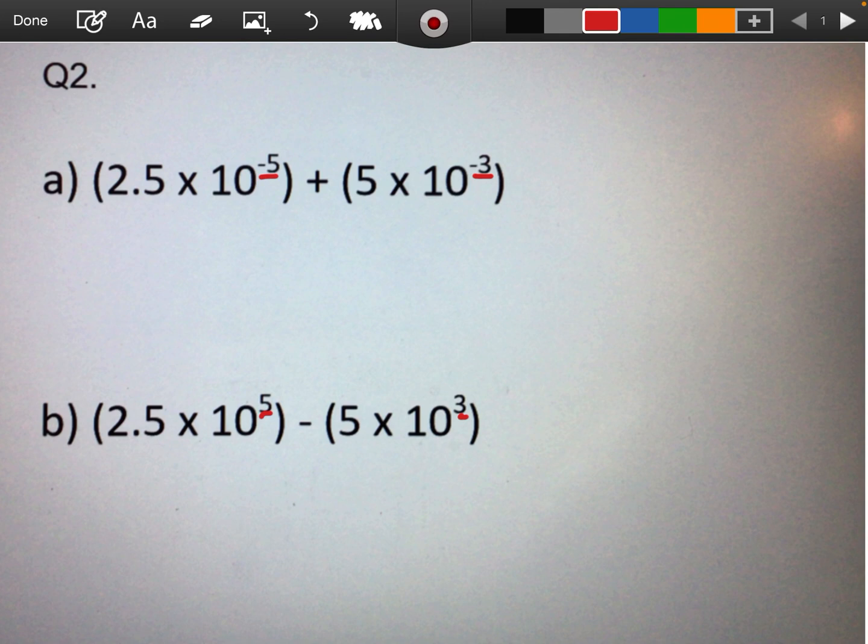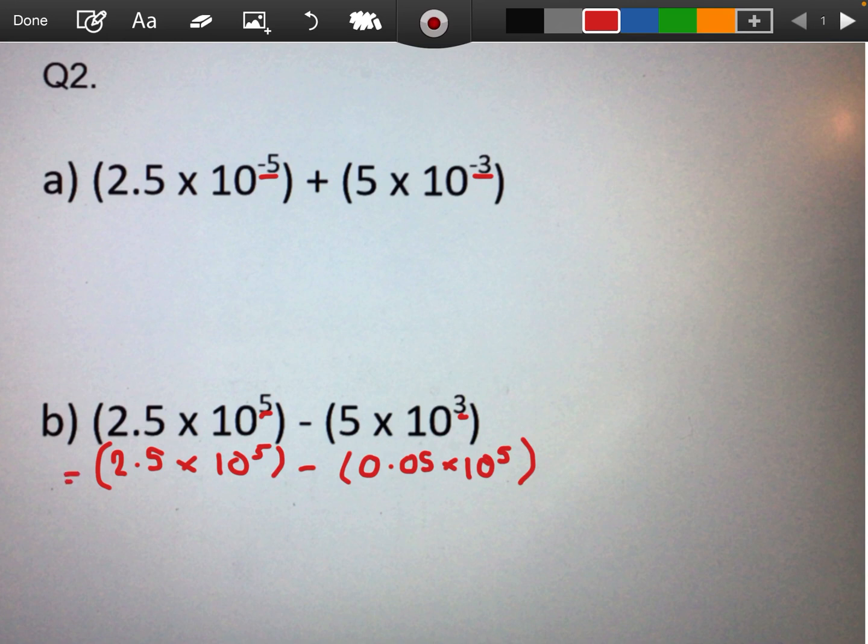So if I start with the second one, I've got 2.5 times 10 to the power 5, that's fine. And now I've got take away, and what I want to do is make this second number 10 to the power 5 as well, okay? In order to do that, at this present moment I've only got to make it 3 spaces to the left bigger. So in other words, I'm going to have to take it 2 spaces to the right. So 1 space to the right would be 0.5, 2 spaces to the right would be 0.05. Okay, so just have a look at that for a second.